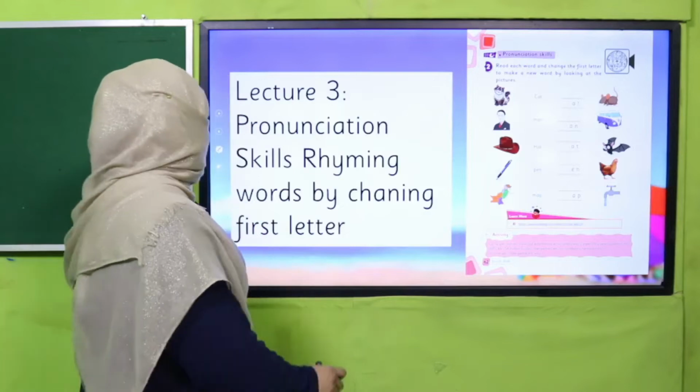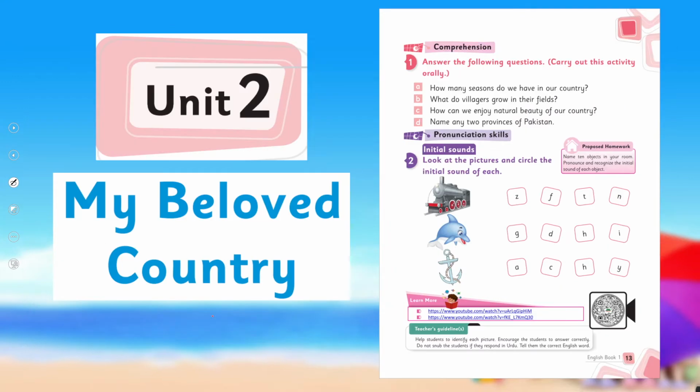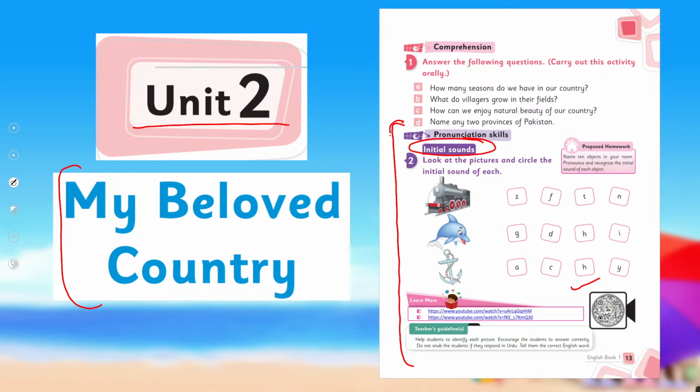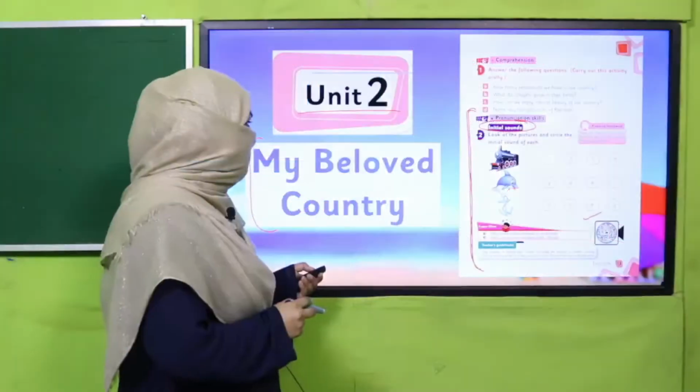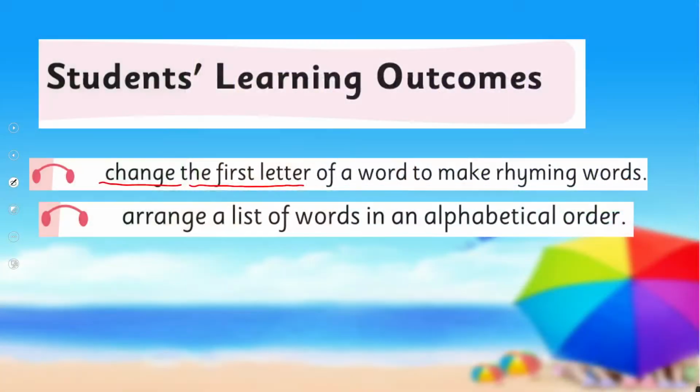Yes, my dear students, today under the title of pronunciation skills, we are going to learn about rhyming words by changing the first letter. Before this, in your Unit 2, my beloved country, I have taught you the concept of initial sounds. I hope you remember. If not, you may watch this video lecture again because this concept is going to help us to learn today's concept, and that is to change the first letter of a word to make rhyming words and arrange a list of words in an alphabetical order. These are our today's SLOs.